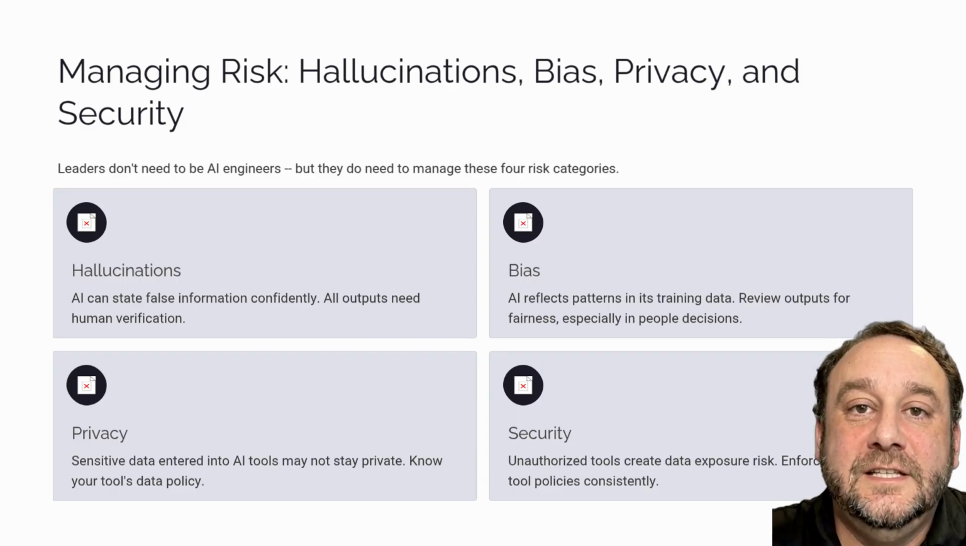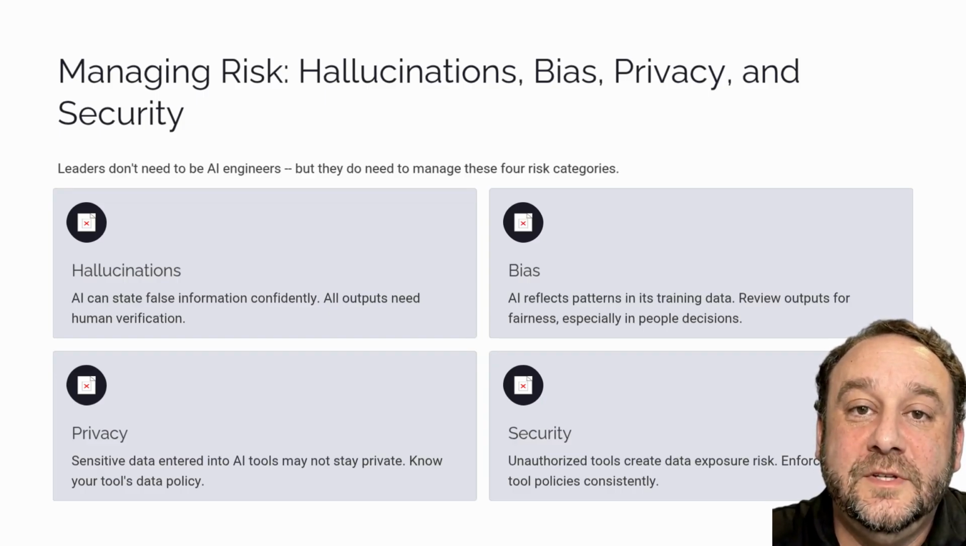One major risk is hallucination, where the model produces information that sounds confident but is inaccurate. Another is bias, where outputs may reflect flawed patterns or assumptions. Privacy and security are also critical. Teams need to understand what information should and should not be shared with AI tools, especially when customer, employee, or proprietary data is involved. The important point is that these risks are manageable when they are acknowledged and planned for.